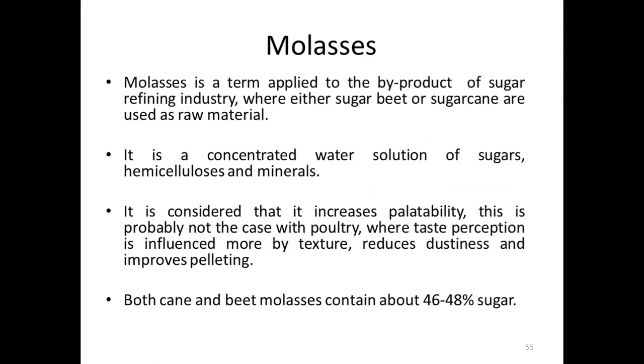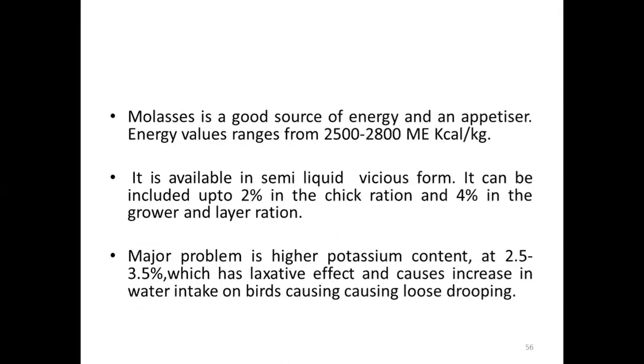But in the case of poultry, as discussed earlier, it is assumed they can differentiate sweet, like humans. This is probably not the case with poultry, where taste perception is induced more by texture. So it reduces dustiness and improves palatability, and can be added to the diet. It is a source of energy. Both cane and beet molasses contain about 46 to 48% sugar, so it is a good source of energy, around 2,500 to 2,800 metabolizable energy kilocalories per kg.